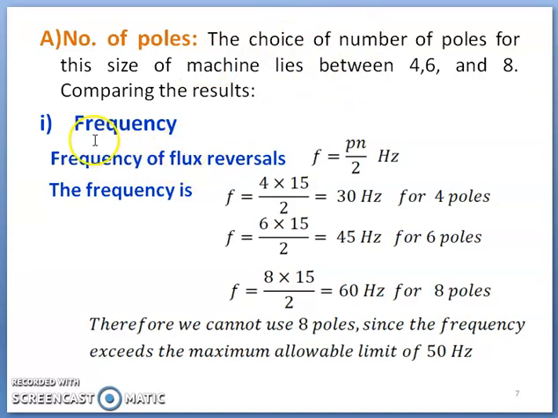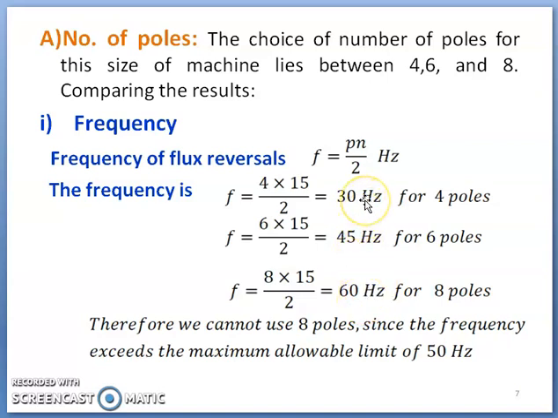So first we will take frequency of flux reversal as the limiting factor. You know F equal to Pn by 2, and for different pole numbers like 4, 6, 8, after calculating frequency of flux reversal using this equation F equal to Pn by 2, F is 30 Hz for 4 pole, F is 45 Hz for 6 pole, and F is 60 Hz for 8 pole. Okay, here for different pole numbers 4, 6, 8, we have values of F from 30 Hz to 60 Hz.